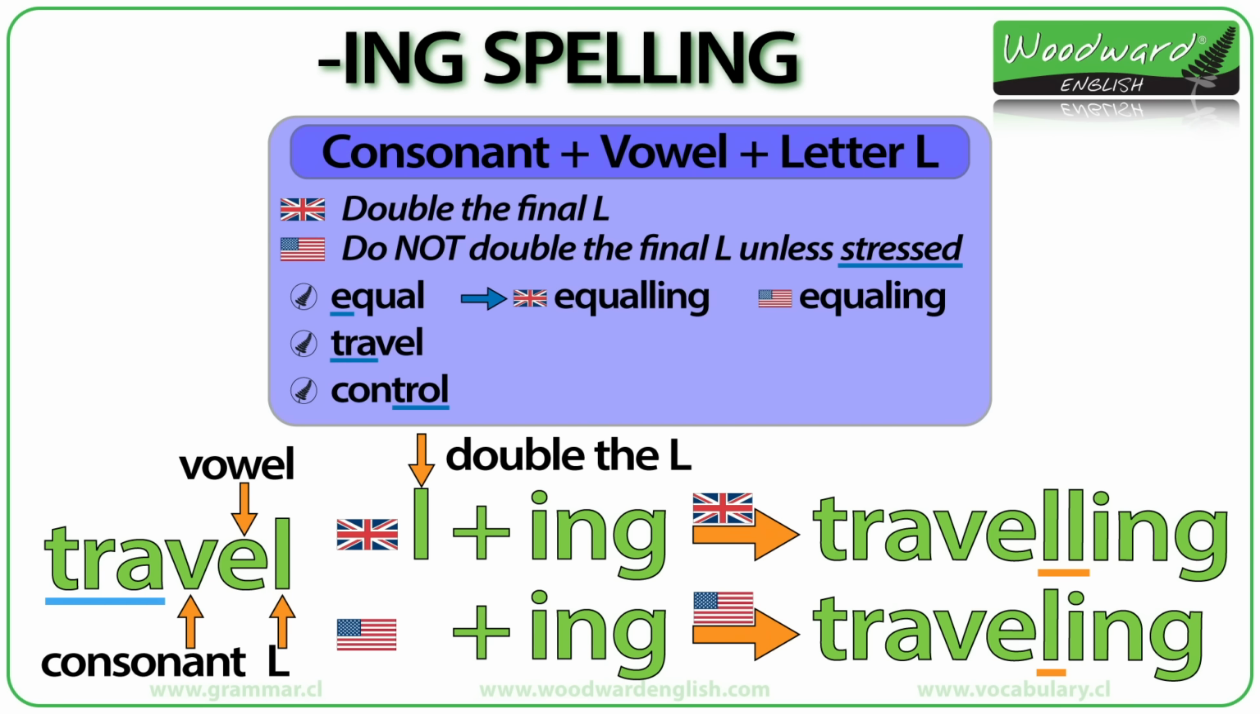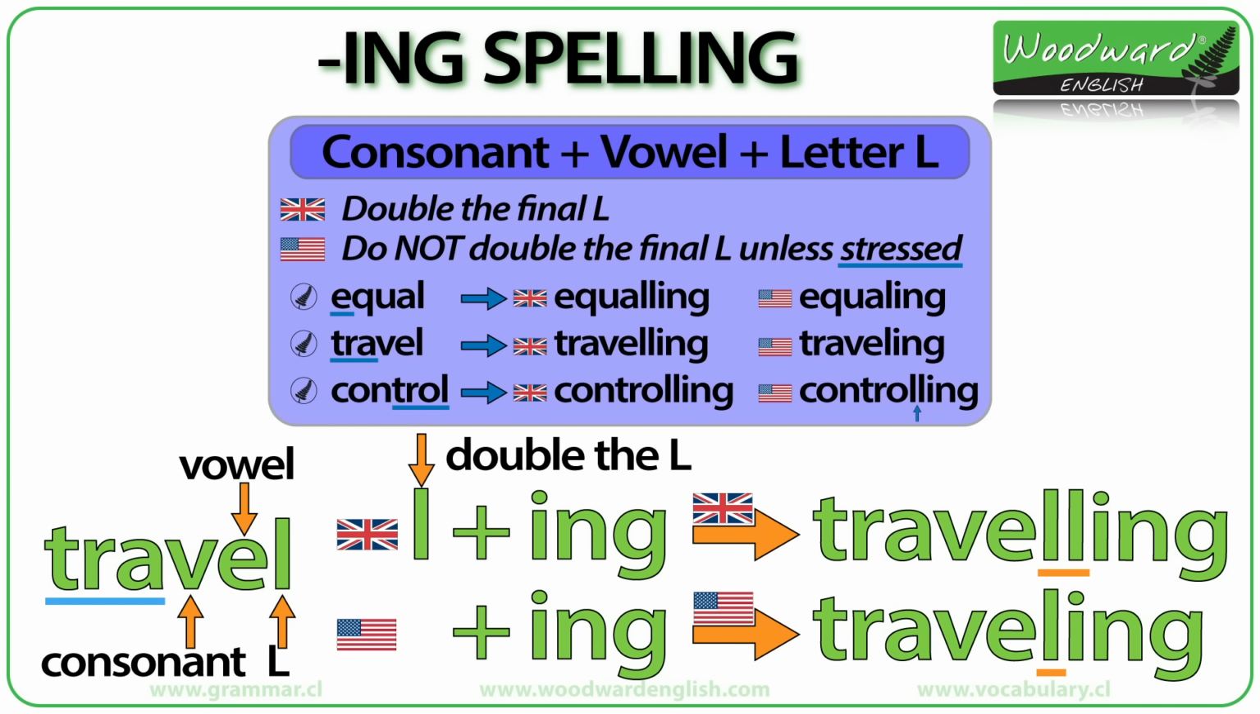So how are these verbs written when we add ing? Equal becomes equalling with two L's in British English and equaling with one L in American English. Travel becomes travelling with two L's in British English and traveling with one L in American English. The verb control is different because the stress is on the last syllable that has an L. In British English, it becomes controlling with two L's, and in American English, it is also controlling with two L's.